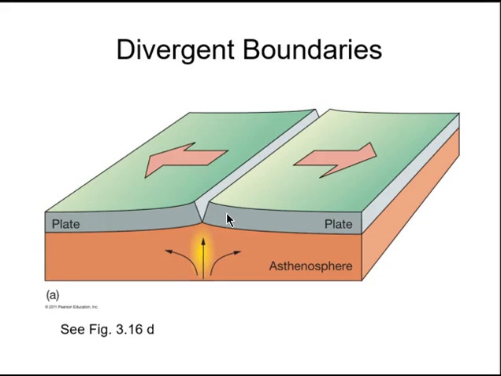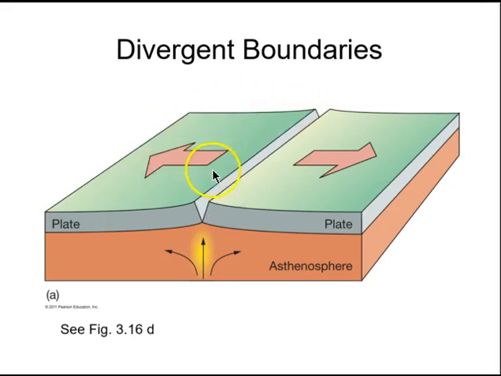So here's another image to show you that. And this is similar to figure 3.16D in your textbook. So again, on the top, we've got the lithosphere or the crust, and below we've got the asthenosphere or the mantle. The heat is rising up and causing new crust to form. And what that does is it pushes away the older crust away from what we call a spreading center or a divergent zone or boundary. Okay, so this whole line right here would be your divergent boundary.